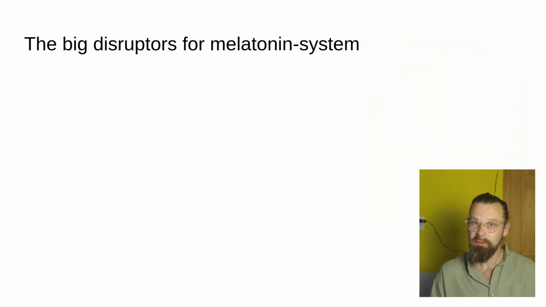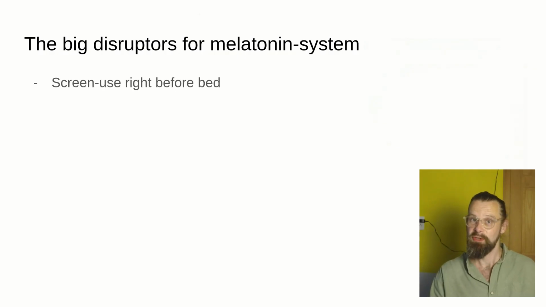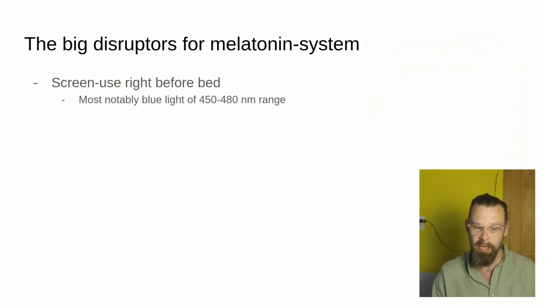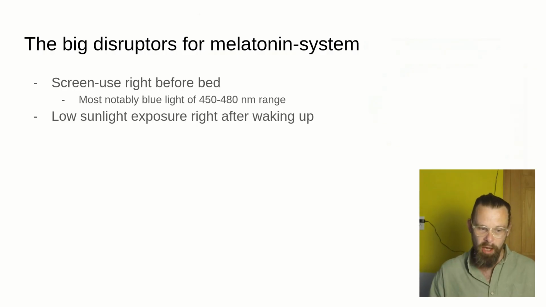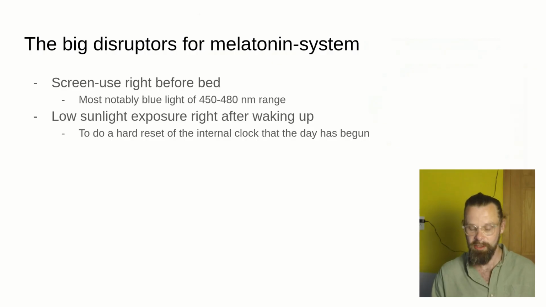Now, what are the big disruptors for the melatonin system? First off, it's screen use before bedtime, most notably blue light, which has a wavelength in the range of 450 to 480 nanometers. Also, low sunlight exposure right after waking up, because without that there's no hard reset of the internal clock that the day has begun.